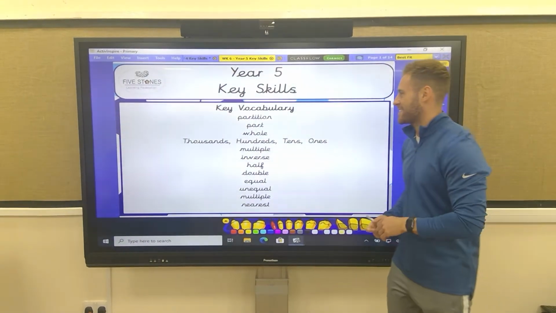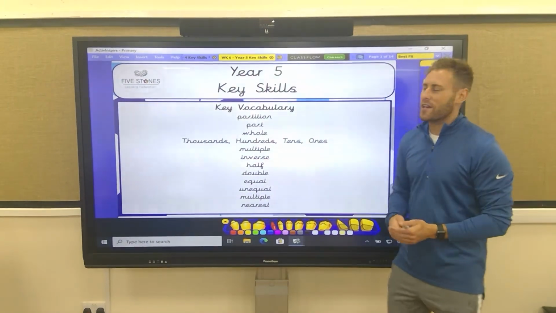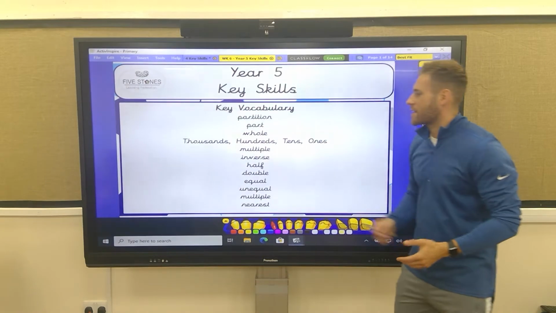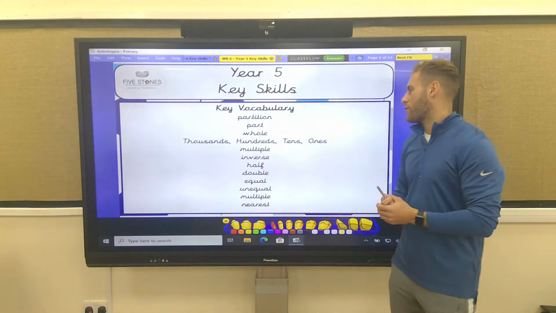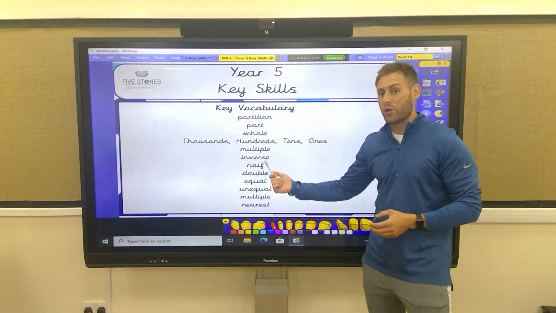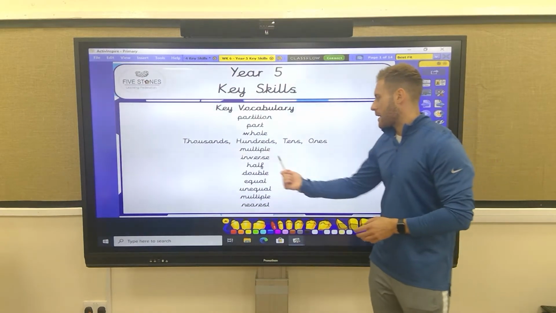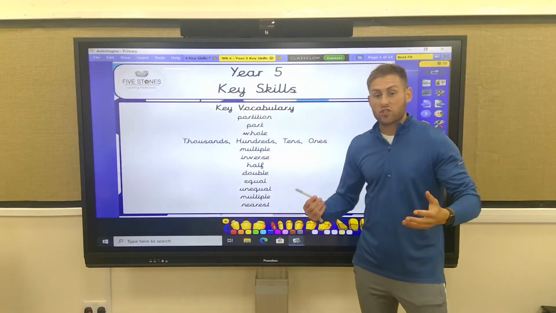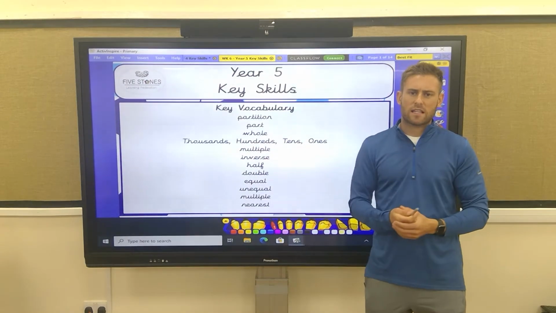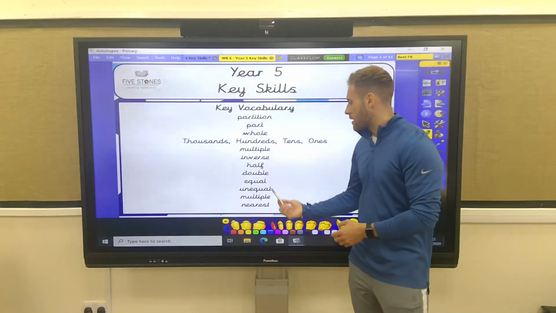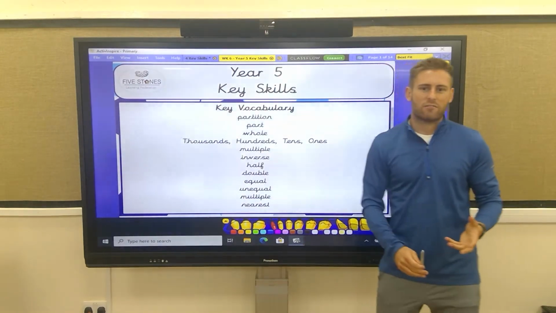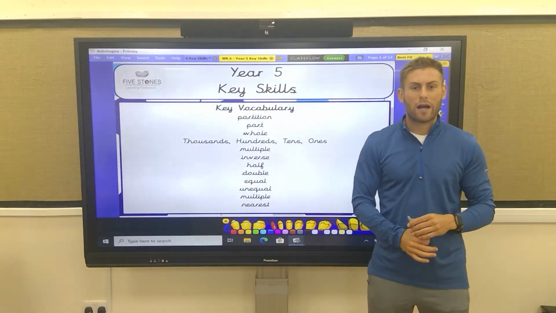Yes, back to that list. So you can read these words. We've got partition, part, whole, thousands, hundreds, tens, ones, which we have all referred to many times, multiple, many of the same, inverse, thinking carefully about those opposites, the half and doubling, really key facts that I really like to refer to throughout, equal, unequal, and then thinking about multiple and the nearest, because we're going to be doing a little bit of rounding.